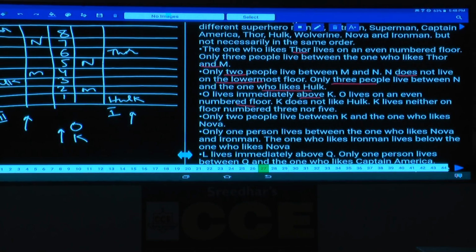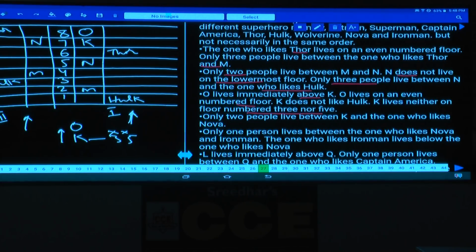K lives neither on floor number 3 nor 5. K cannot be on 3 and 5. As K cannot be on 3 and 5, O cannot be on 4. Now I am talking about the first case. O cannot be on the 4th, and O cannot be on the 6th floor. Hence, where should this O be? O must be on the 8th floor. If O is here, then K must be on the 7th floor.